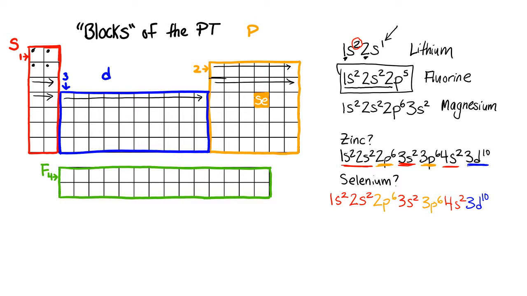However, we are beyond zinc now, and we're going to have to jump into not the 2p, not the 3p, but now the 4p. And the superscript for that 4p will be how far into the 4p we are. And we are going to be 1, 2, 3, 4. And this is where we're going to stop, making it 4p4.